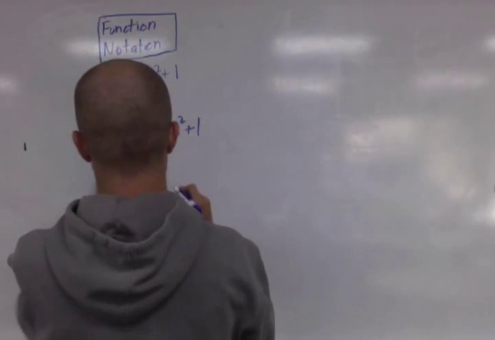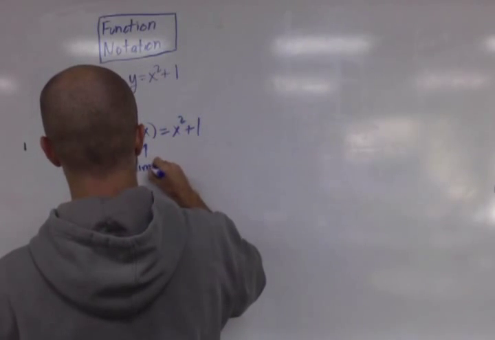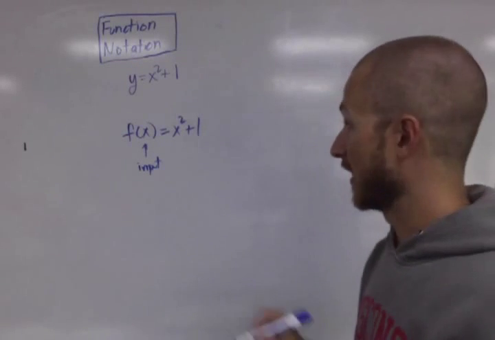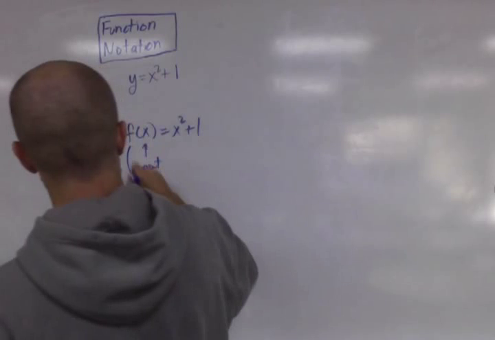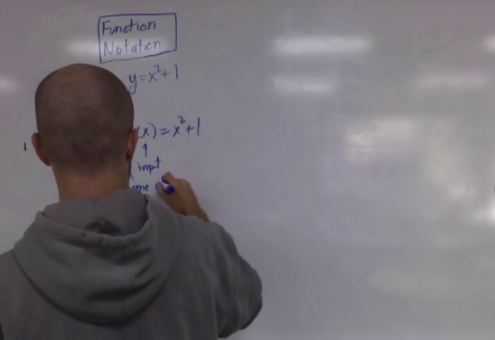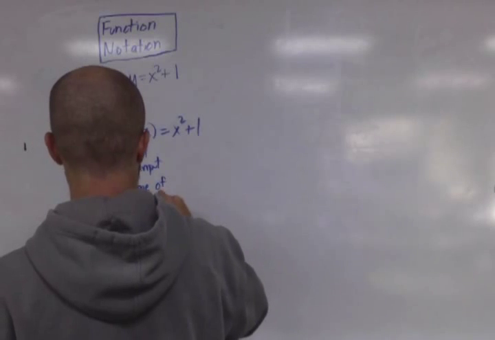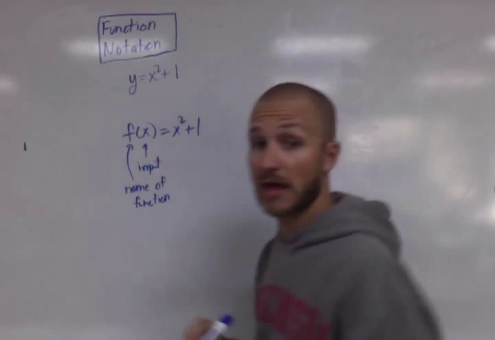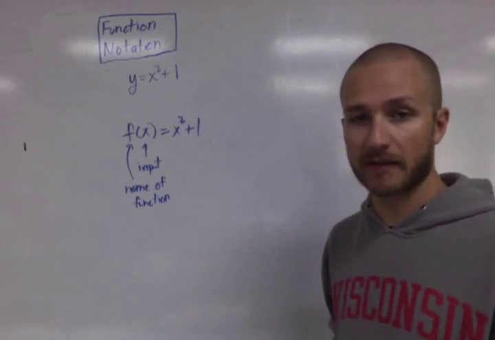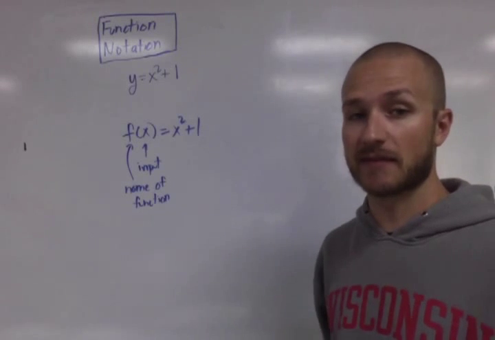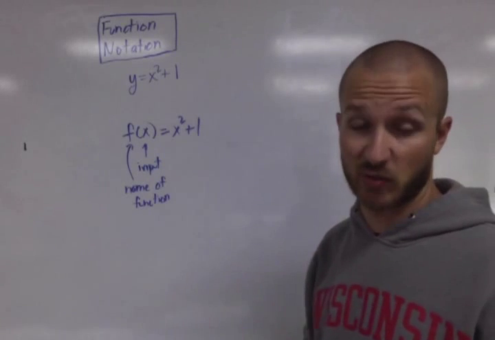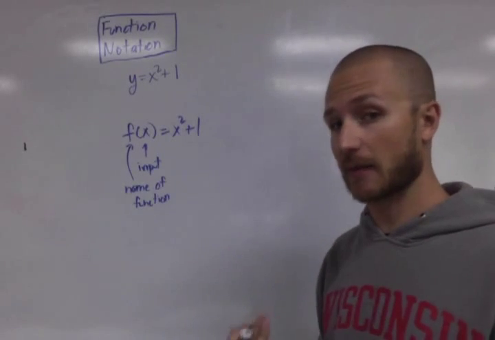Well, the x is our input. All right? F is going to be the name of our function. Right? Now, this is one of the big benefits of function notation, that we can give names to all our different functions. I could have all kinds of equations with y equals this and y equals that, but this allows us to name them.